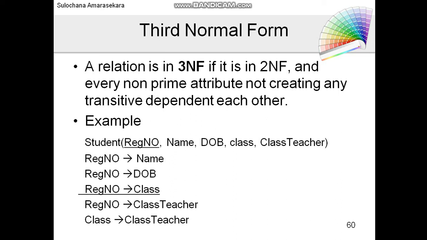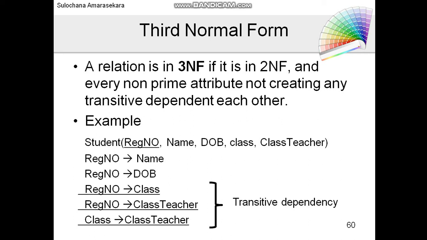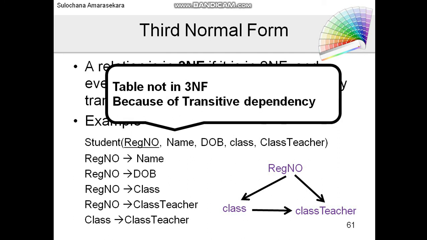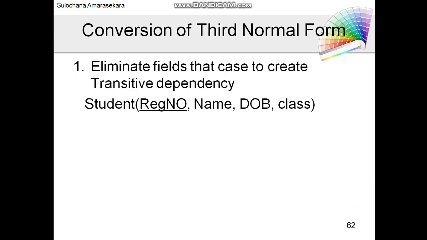Consider these underlying dependencies. Class functionally depends on registration number, class teacher functionally depends on registration number, and class teacher functionally depends on class. Those create a dependency circle, and that circle causes a transitive dependency. Because of this transitive dependency, the table is not in third normal form. If so, we need to convert the table into third normal form.